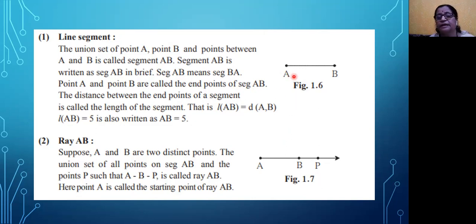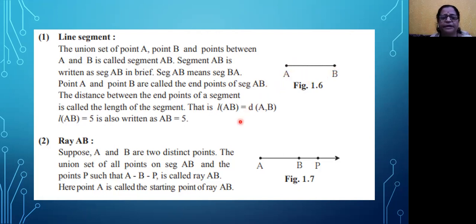This is a line AB. The union of the set of point A, point B and the points between A and B is called a segment. This is segment AB. We can say either AB is a segment or BA is a segment.